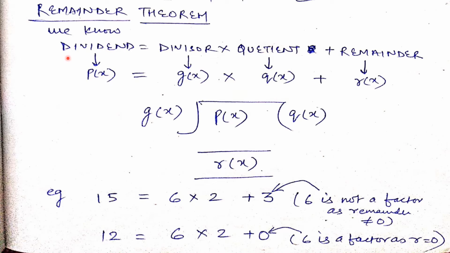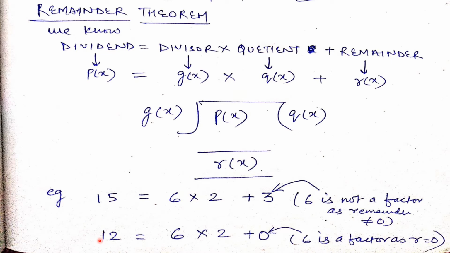Now we all know that dividend is always equal to divisor into quotient plus remainder, that is p(x) is equal to g(x) into q(x) plus r(x). For example, I have shown you 15 is equal to 6 into 2 plus 3. Here we can see that 6 or 2 are not factors of 15. How can we say this? Because they are giving a remainder 3 but not 0. So we can say 6 is not a factor of 15 as the remainder is not equal to 0.